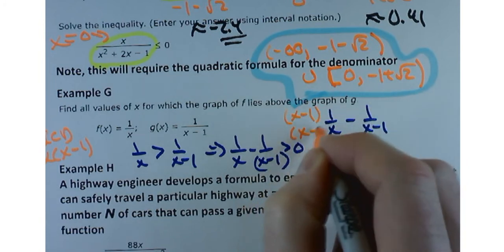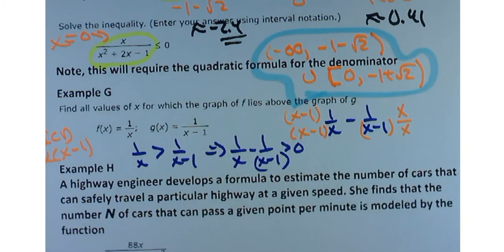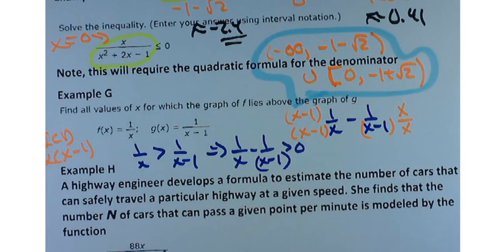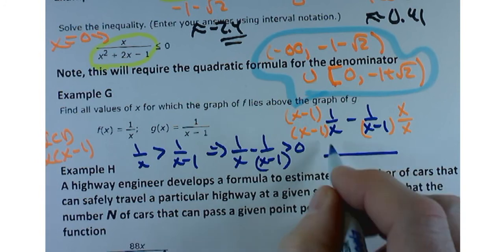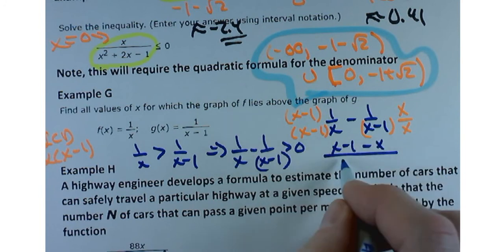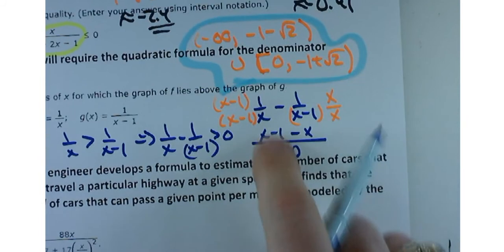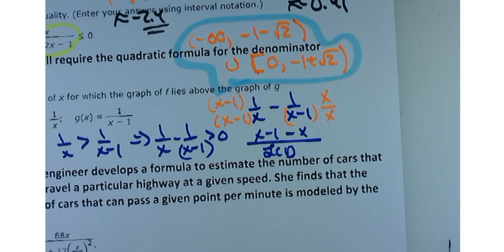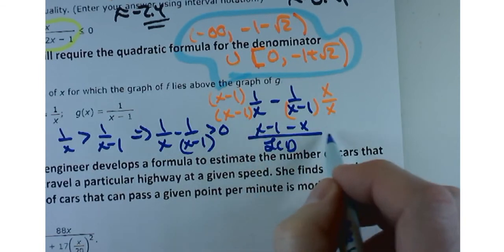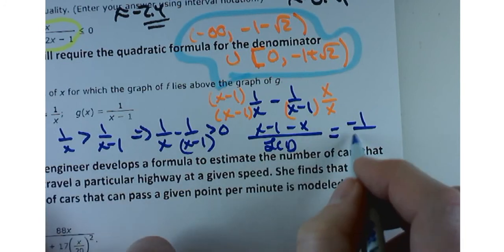And I'll multiply this one by x over x. This is going to give me a common denominator. So what will I get? I'll get x minus 1 minus x over my LCD. And I'm writing LCD because I don't want anyone to cancel here. But I can clean things up in the numerator. X minus x, that cancels. I'm left with negative 1 over the LCD, which is x times x minus 1.